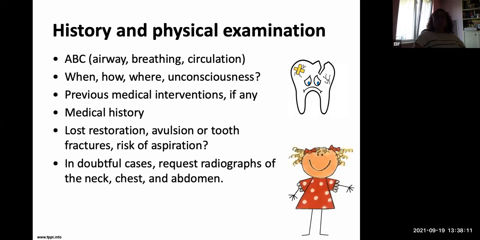During history and physical examination, we should check the ABC, which are the most important aspects of any emergency case. These are airway, breathing, and circulation. And we should question when, how, where, or whether any unconsciousness happened during the injury, or any previous medical interventions must be sought, and we should take medical history, and any lost restoration, avulsion, or tooth fractures, and any risk of aspiration should be considered. And sometimes, in doubtful cases, we might request radiographs of the neck, chest, and abdomen, especially if we are suspicious about the risk of aspiration.